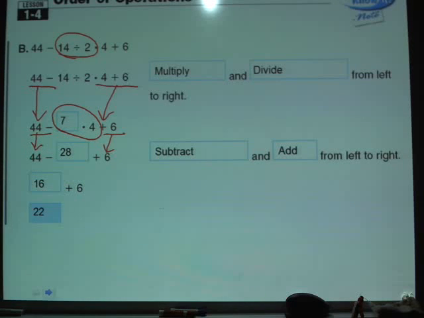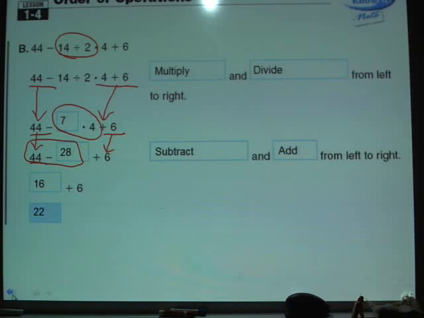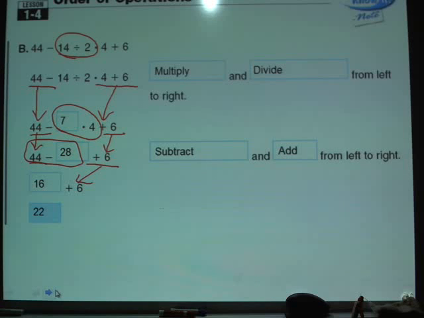Of course, this is the last step, so that's all we could have left to do. So I'm going to tackle this 44 minus 28 first. 44 minus 28 is 16. And I still have yet to touch this plus 6, so it drops down. But now, of course, there's just one thing left to do. 16 plus 6 is, of course, 22. So when we solve 44 minus 14 divided by 2 times 4 plus 6, when it's all said and done with the order of operations, the result is 22.